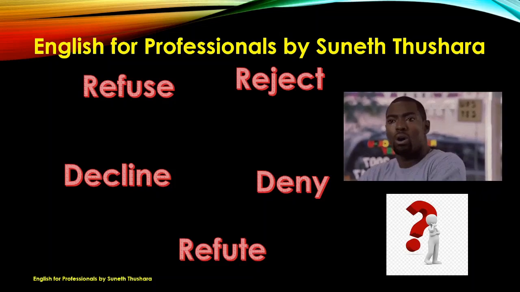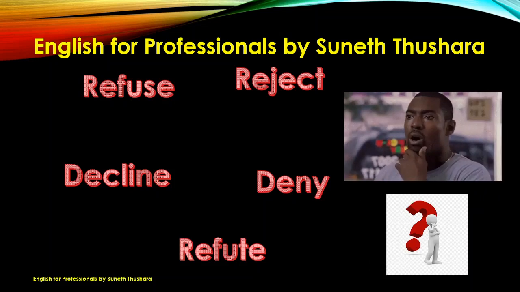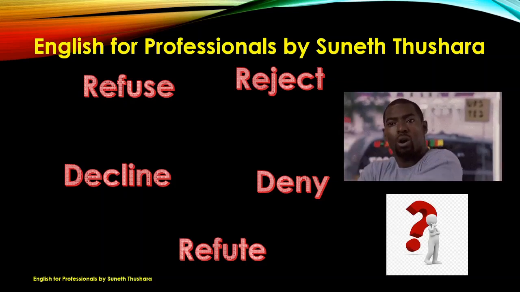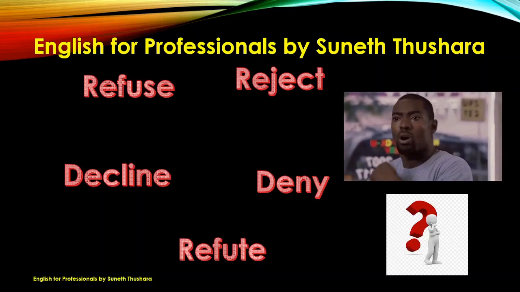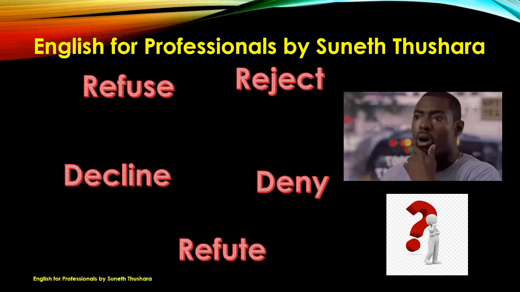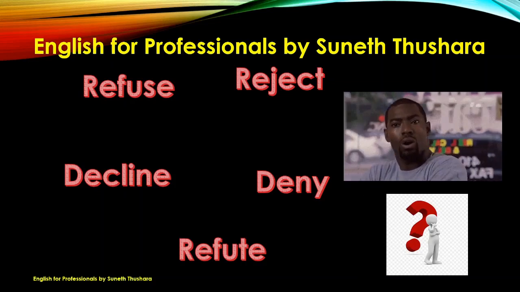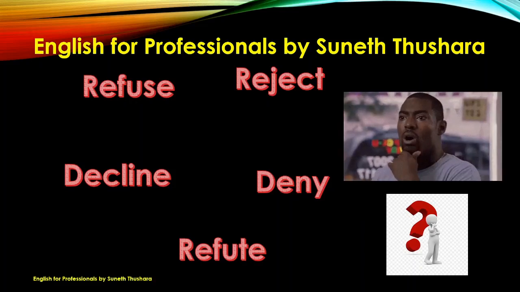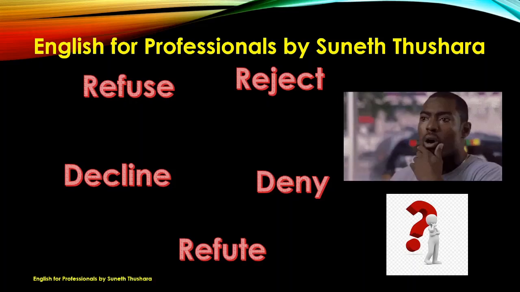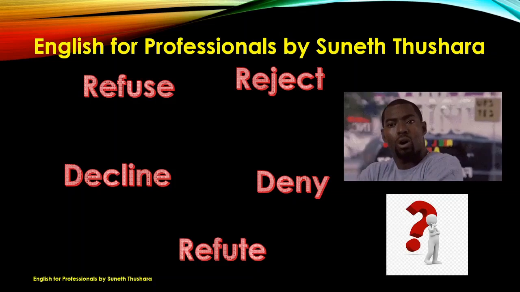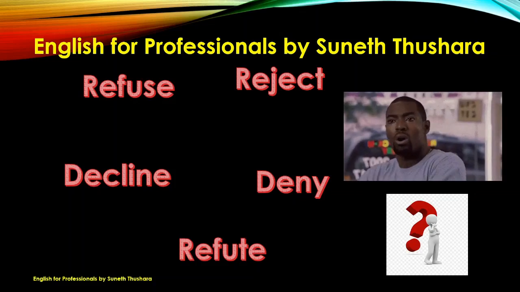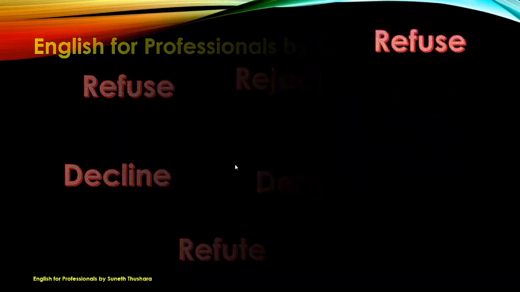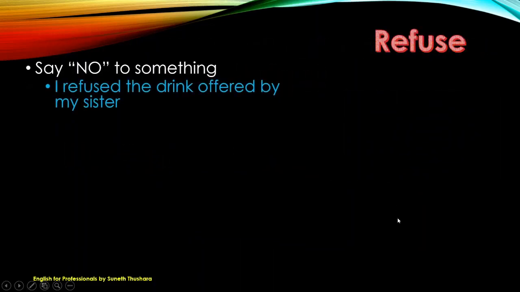So, in this new episode of English for Professionals by Sunitushara, we are going to discuss five words: refuse, reject, decline, deny, and refute. What are their meanings and how are you going to use them? In what instances is it appropriate to use these words? So, we'll go to the first one: refuse.